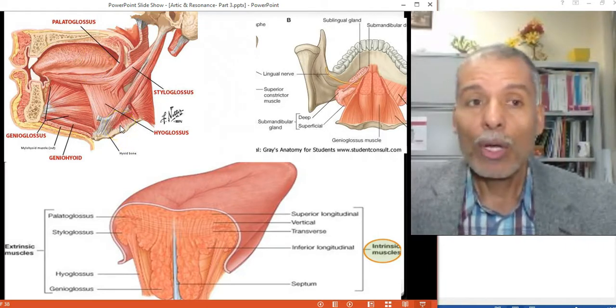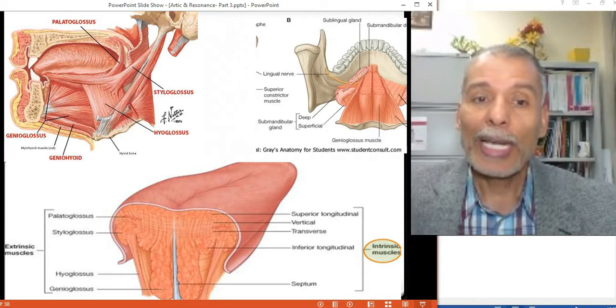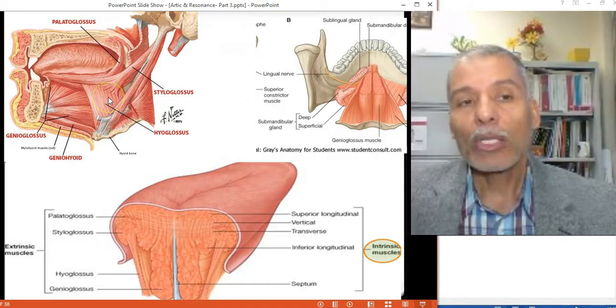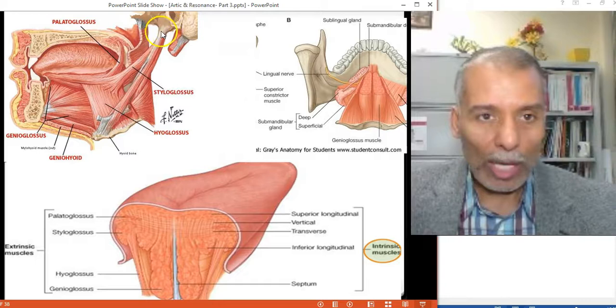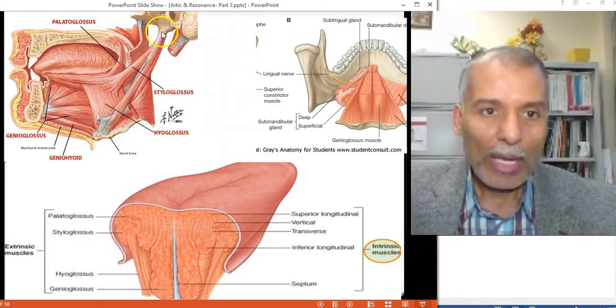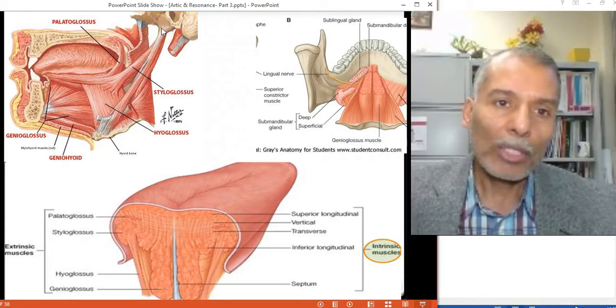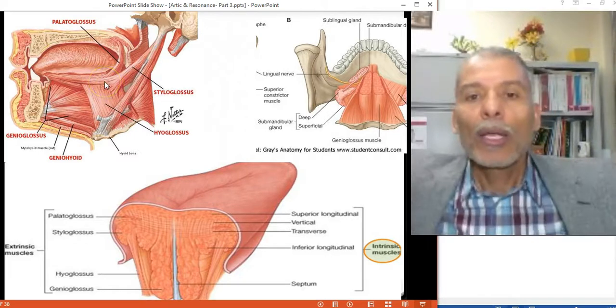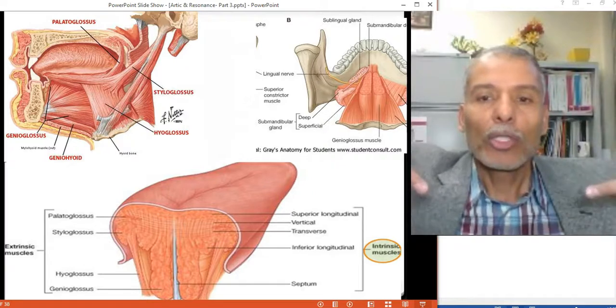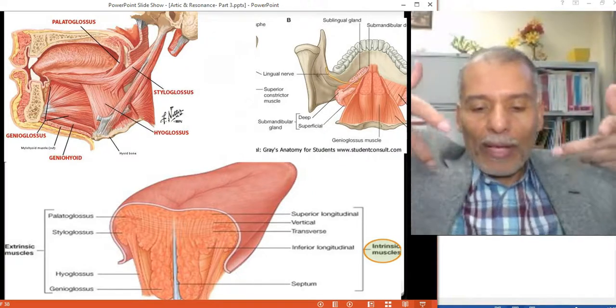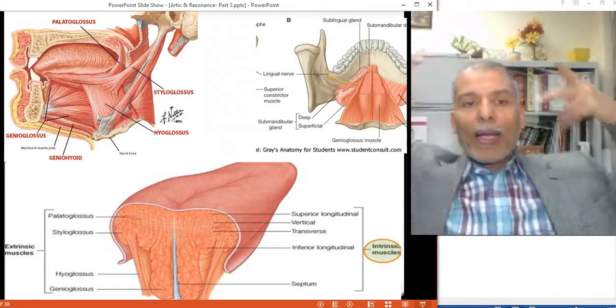So I'd like you to know what sounds are associated with what muscle. This muscle enables us to say sounds like ah. And then we have the styloglossus. Here's the styloid process. And this muscle originates there and then courses inferiorly and anteriorly, and it inserts onto the posterior lateral margins of the tongue. So when it contracts, it's going to elevate the tongue and pull it back.